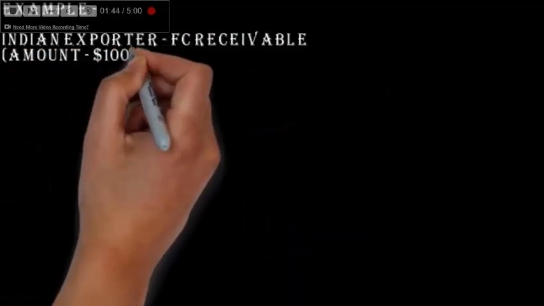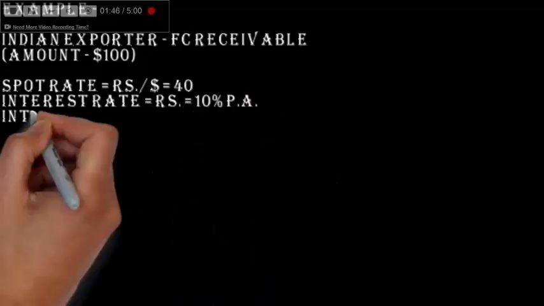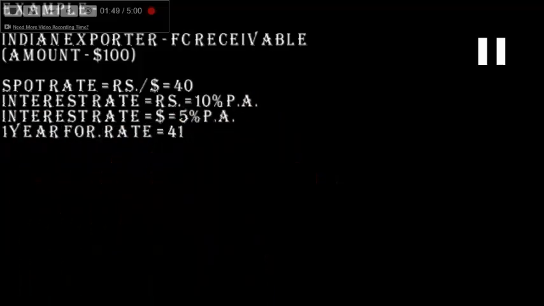Now in this example, there is an Indian exporter who has foreign currency receivable. The amount is $100. Now receivable is there, so higher the better. A spot rate is provided. Interest rate in rupees is given as 10%, interest rate on dollar is 5% per annum, and the 1 year forward rate is 41. All these elements we have also dealt with in the interest rate parity, so these are the same elements used in interest rate parity also.